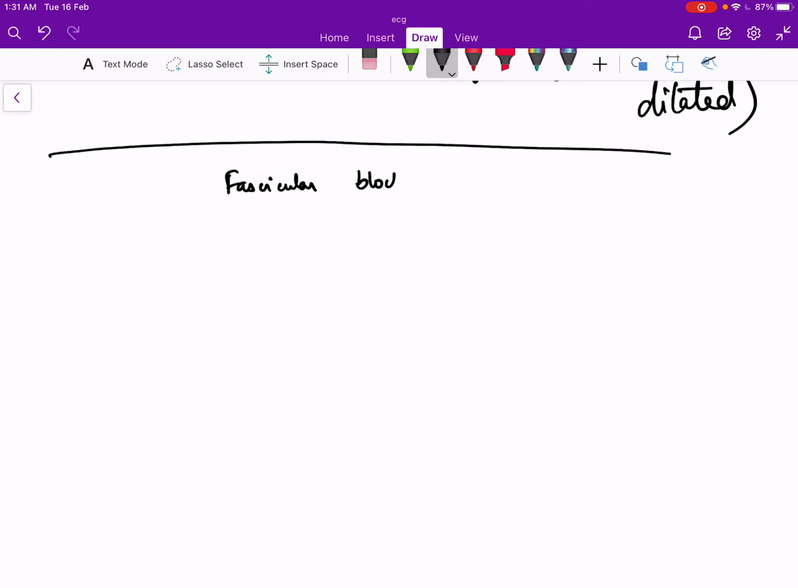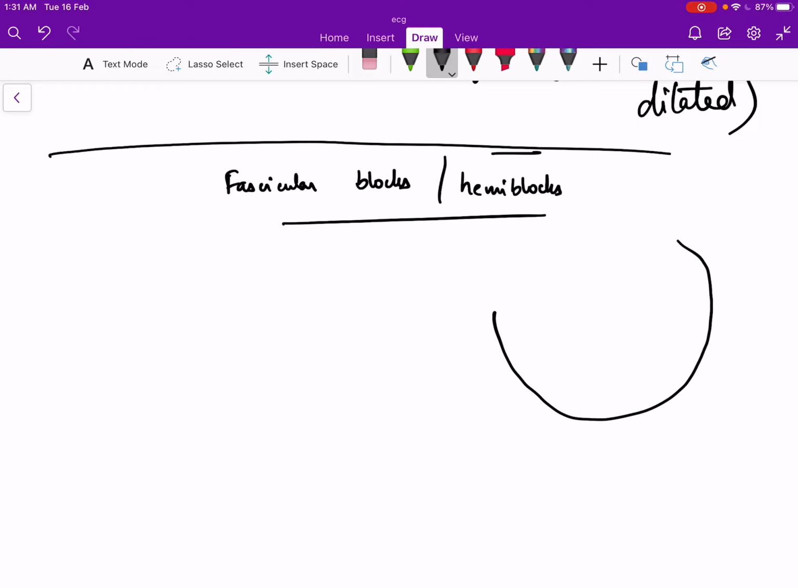Fascicular blocks or hemi blocks, these are the blocks of the fascicles of the left bundle branch. Here the bundle branches are blocked, the left fascicle or the right fascicle.